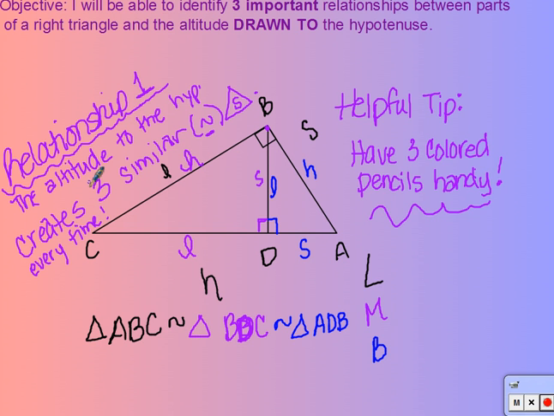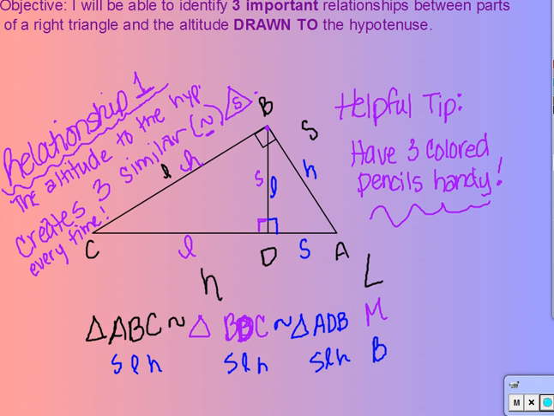So you've got to be careful when you're naming them. They have to be named in the same order, by corresponding sides. So short leg, long leg, hypotenuse. Short leg, long leg, hypotenuse. From short to long to hypotenuse. That's what I did. All right.